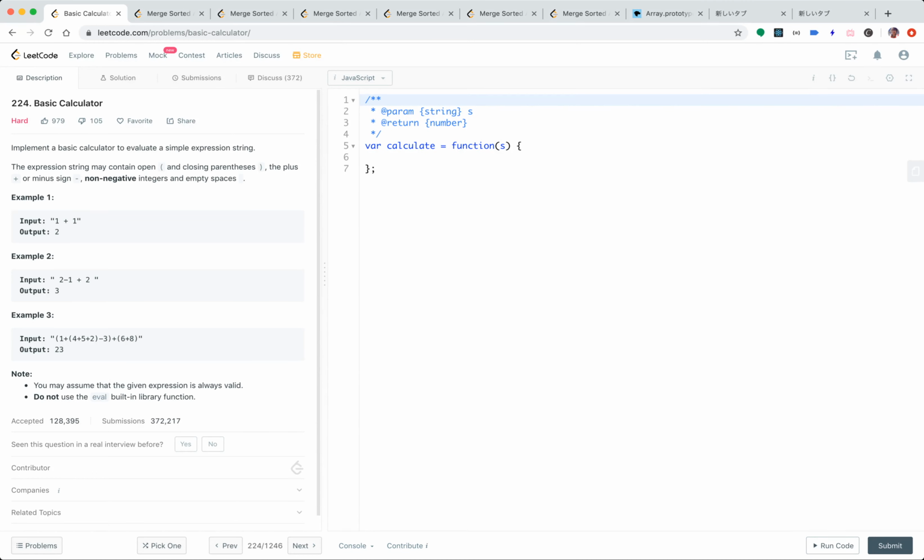Hi everyone, let's take a look at number 224, basic calculator. Implement the basic calculator to evaluate a simple string with parenthesis and plus, minus, non-negative integers and empty cases. The input is like 1 plus 1, 2.